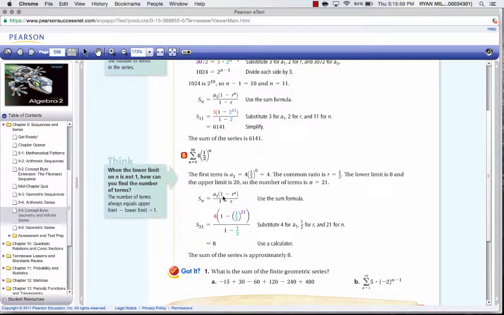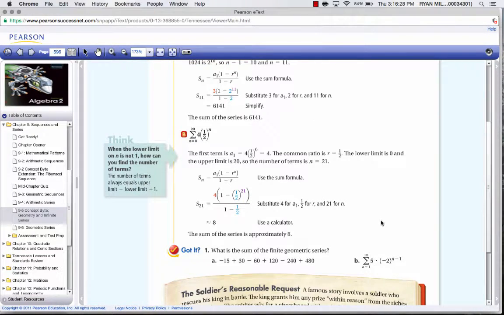I need the first term, I need the ratio, and I need the number of terms, not the last term. So since the number here starts at 0, and this ends at 20, that's actually 21 terms. If I count from 0, that's 21 terms. So a sub 1 we figured out was 4. 1 minus 1/2, because that's my ratio, to the 21 over 1 minus 1/2. Work that out, and you get 8. Okay.